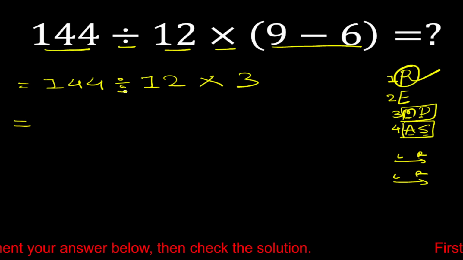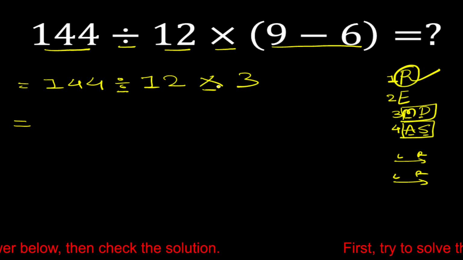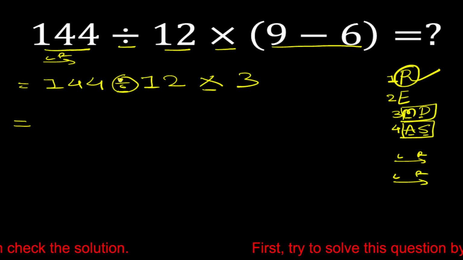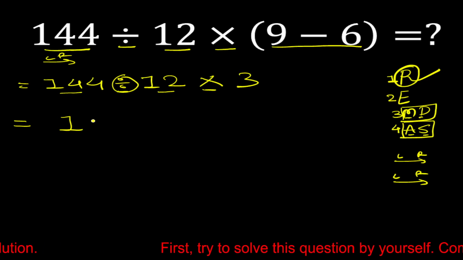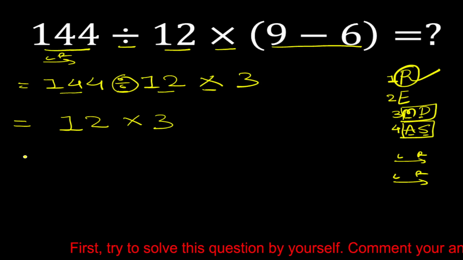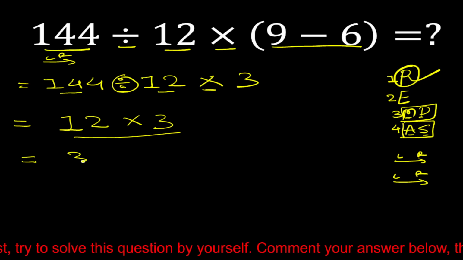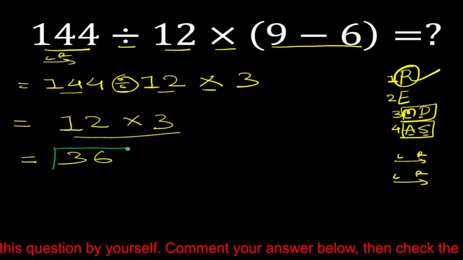It is equal to, here is division and here is multiplication. Both have equal priority, so we have to solve it from left to right. So first we have to solve this division. So it is equal to 144 divide 12 is equal to 12 multiply 3. Okay. So now 12 multiply 3 is equal to 36. Okay. So the correct answer is 36.